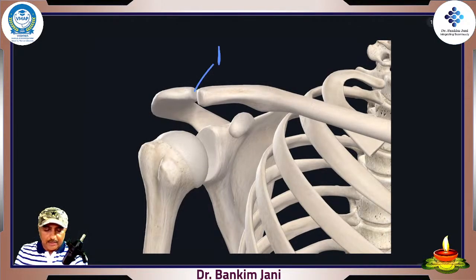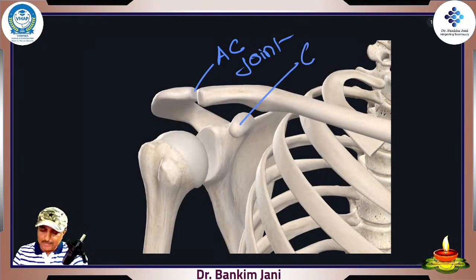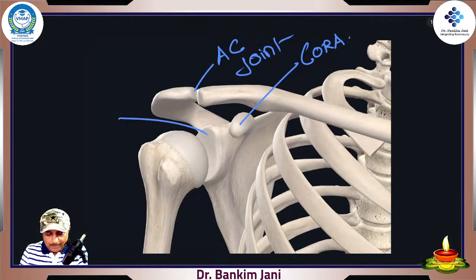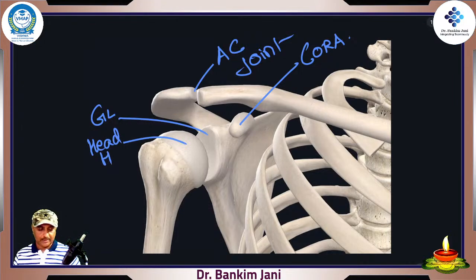Here it is, the acromioclavicular joint. Coracoid process, right? This one is the glenoid cavity. And this one is the head of the humerus. Posteriorly, it is not making any joint, but it is connected with rich muscles, so many muscles.